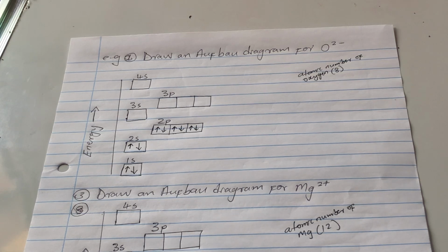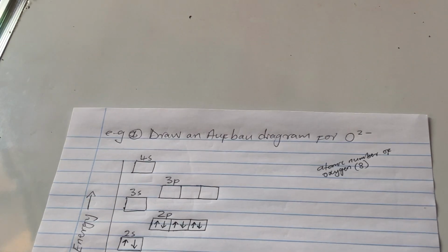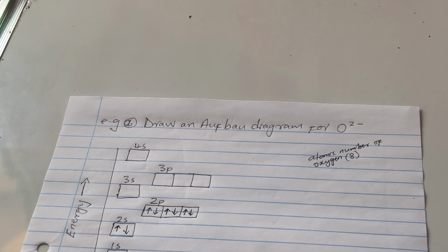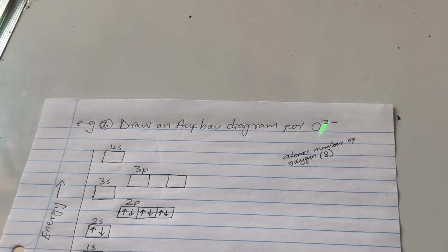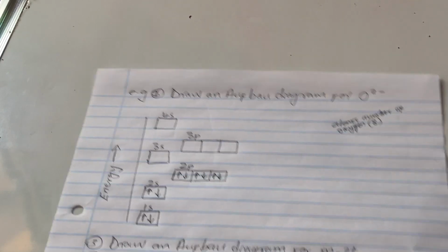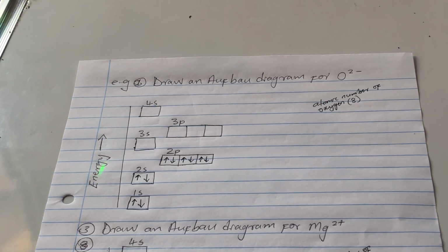Let us move to another example. This one requires us to draw an Aufbau diagram for oxygen ion. It's not just an oxygen, it's an oxygen ion. How do we do this? We draw the Aufbau diagram and then fill the electrons.